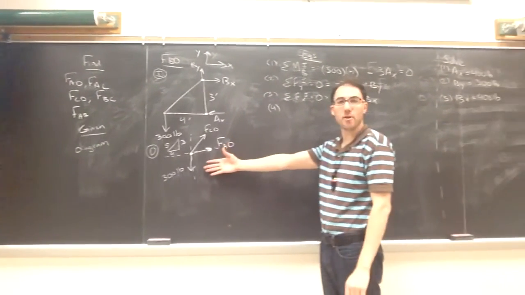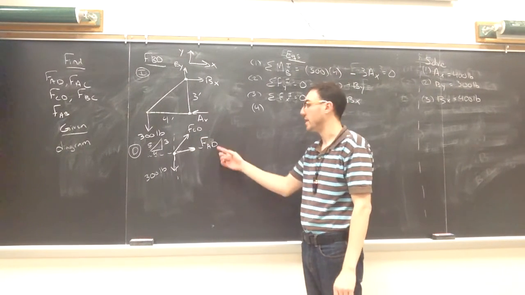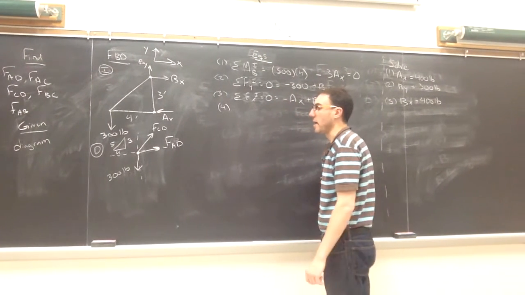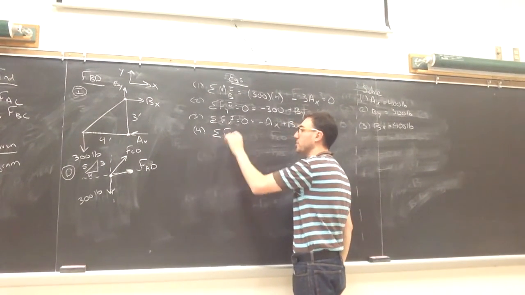That's my complete free body diagram for the pin at D: the external force, and the two forces that I don't know that are attached to it. Using this, I can write two force equations. Which one from the picture looks like it's better to start with?